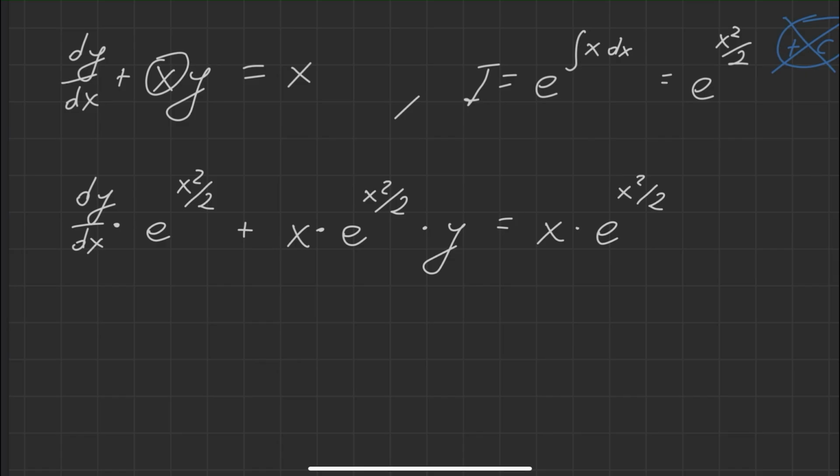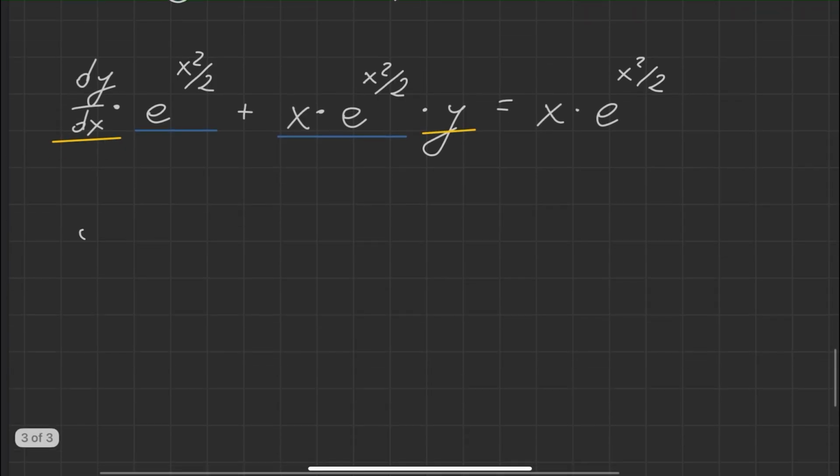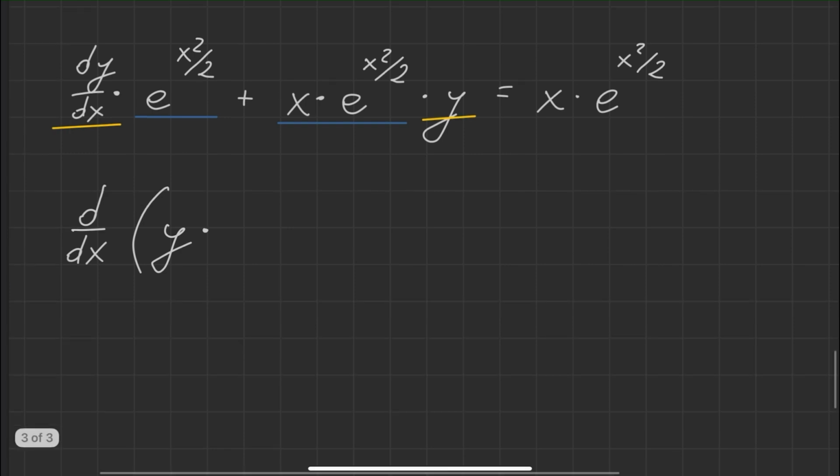I know it looks daunting, but trust me, it's very doable. We have these two terms, and we know that they will simplify in the product rule. These two terms will do it as well. So how does it look in practice? We have shown previously that it will simplify to y times this integrating factor, so y times e to the power of x squared divided by 2.